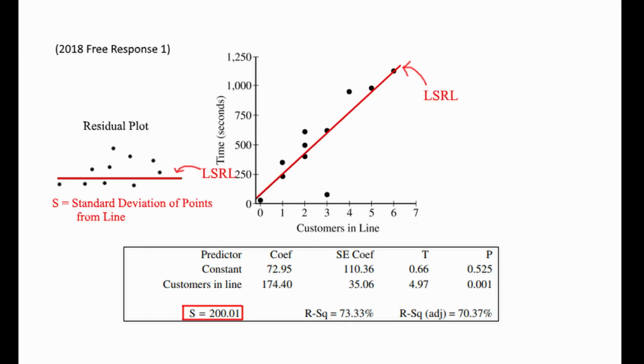The S in the bottom left corner tells us the standard deviation of the residuals. Residuals are the difference of points from the LSRL. So this number just tells us the average number that our LSRL is off from the real data.